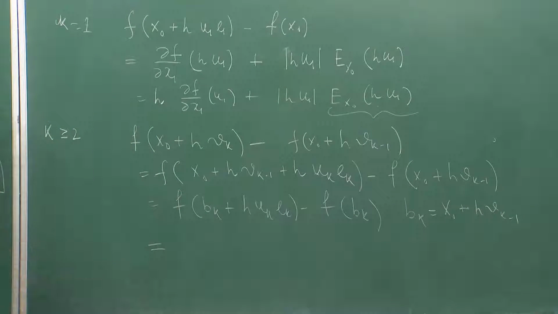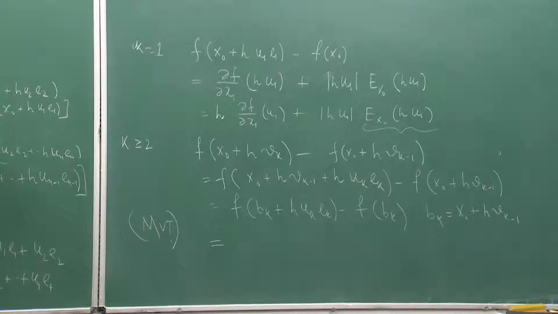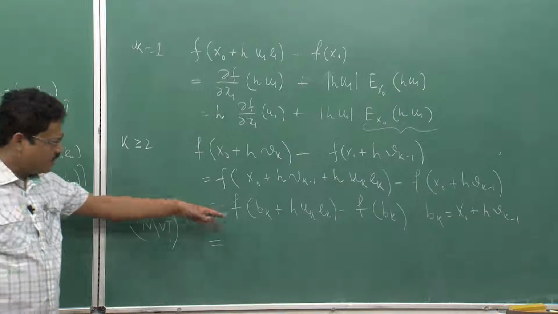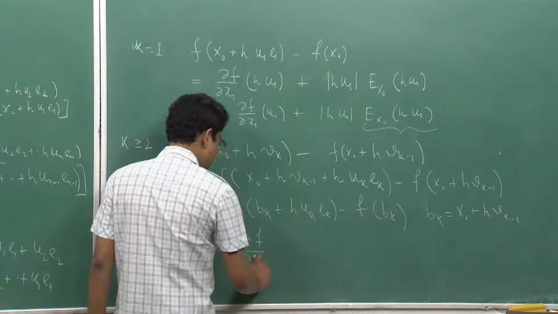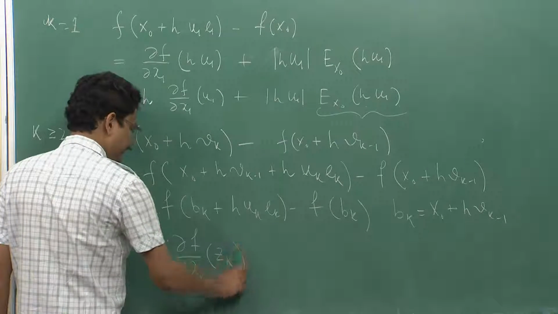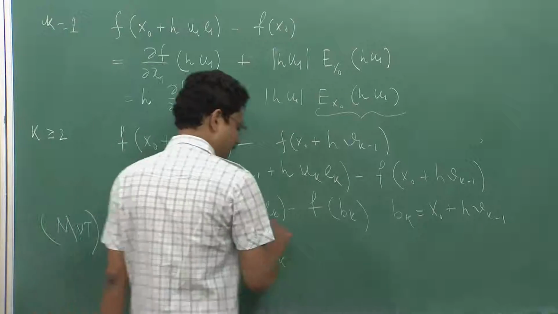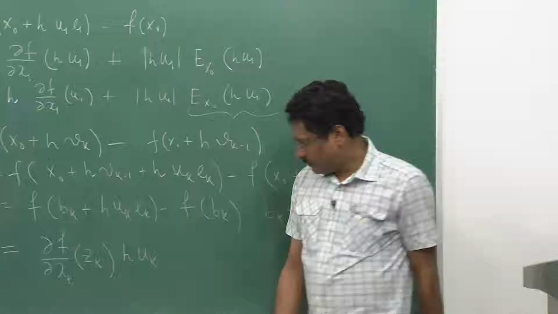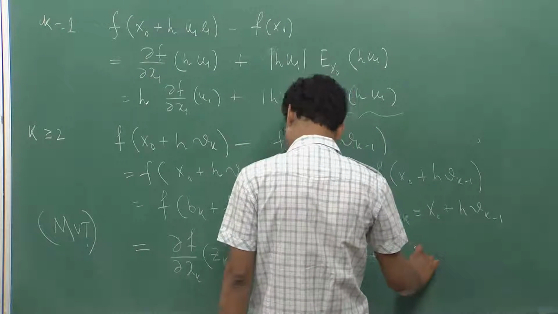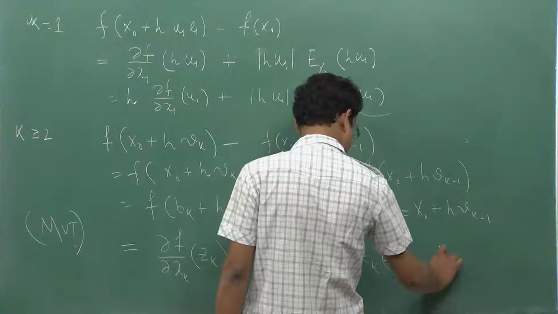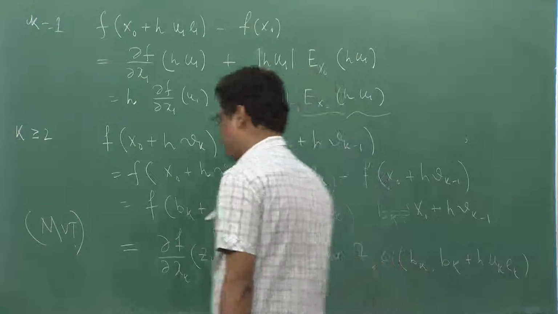Now, here I can apply the mean value theorem. This is real valued, and I will prove it, do not worry. I will prove the mean value theorem for functions taking values in R or Rm, but you can think of it as the usual mean value theorem because you are just using one variable here. This will become del f del x k at some z k times the difference, which is h u k, where z k is some number in b k to b k plus h u k e k. So I am applying the mean value theorem.